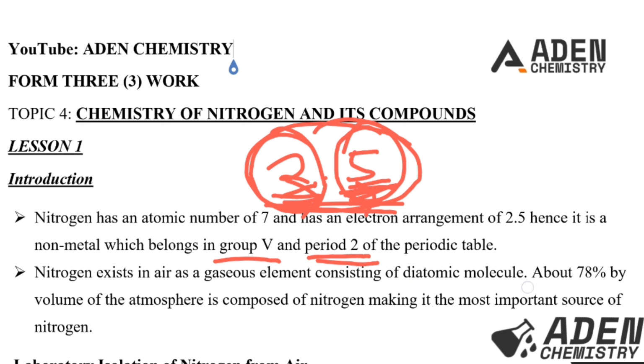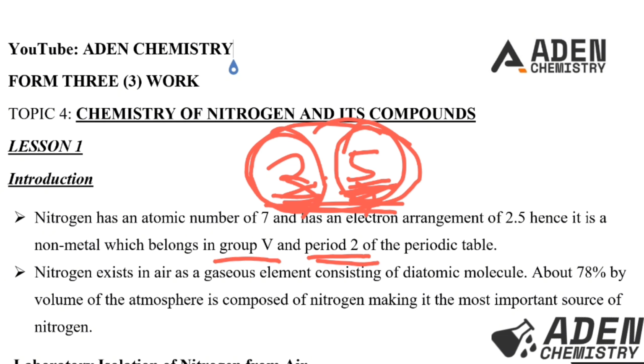And we're told about 78% by volume of the atmosphere is composed of nitrogen, making it the most important source of nitrogen. Remember from form 1, when we were dealing with air and combustion, we saw the components of air and also their proportions. We had there nitrogen having 78.1 as its percentage, then oxygen having 20.9.